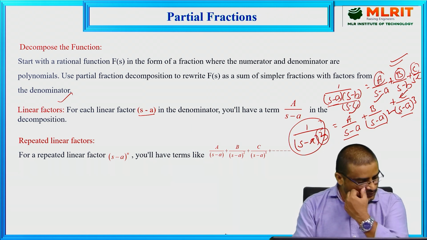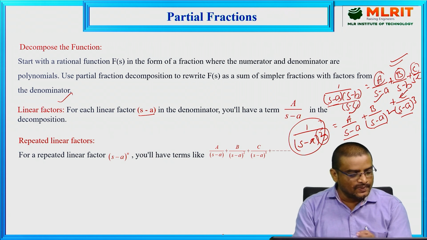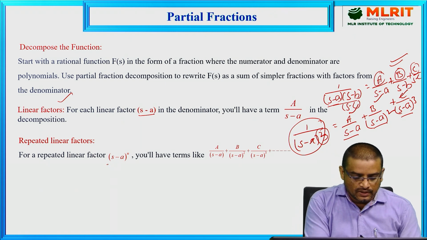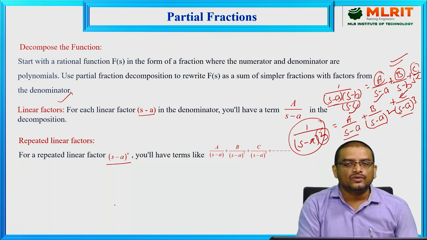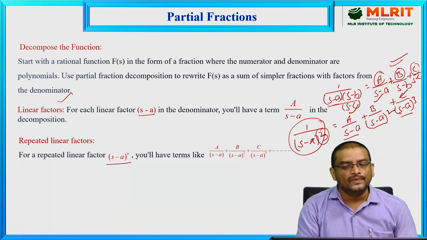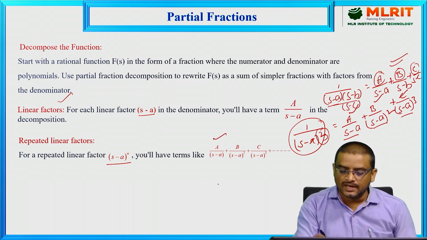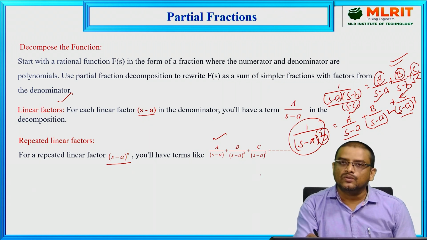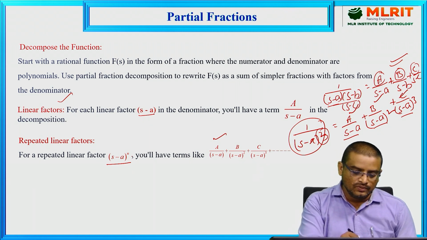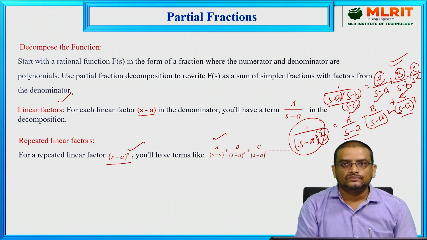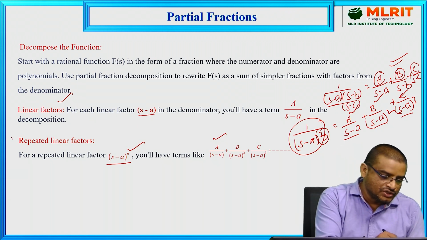So this is the way how we can take these repeated factors in order to split into partial fractions. So s minus a whole to the power of n, if you have this in the denominator, then we have to take A by s minus a, B by s minus a whole square, plus C by s minus a whole cube, and so on up to the power n. Okay, this is our case 2.